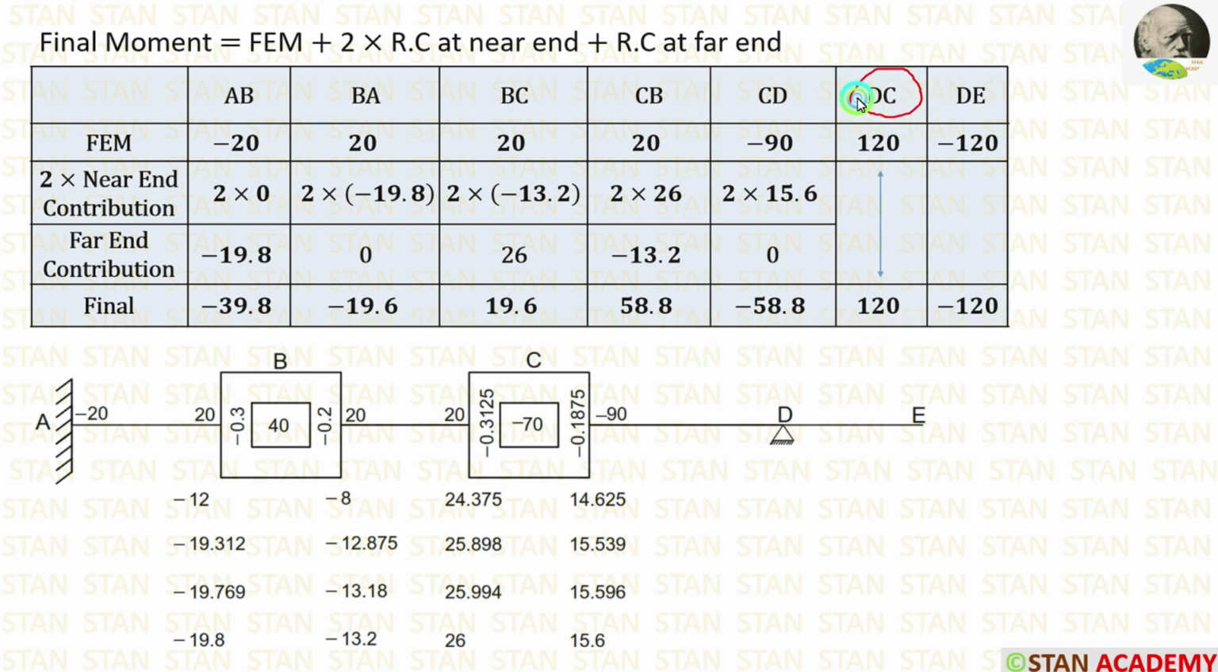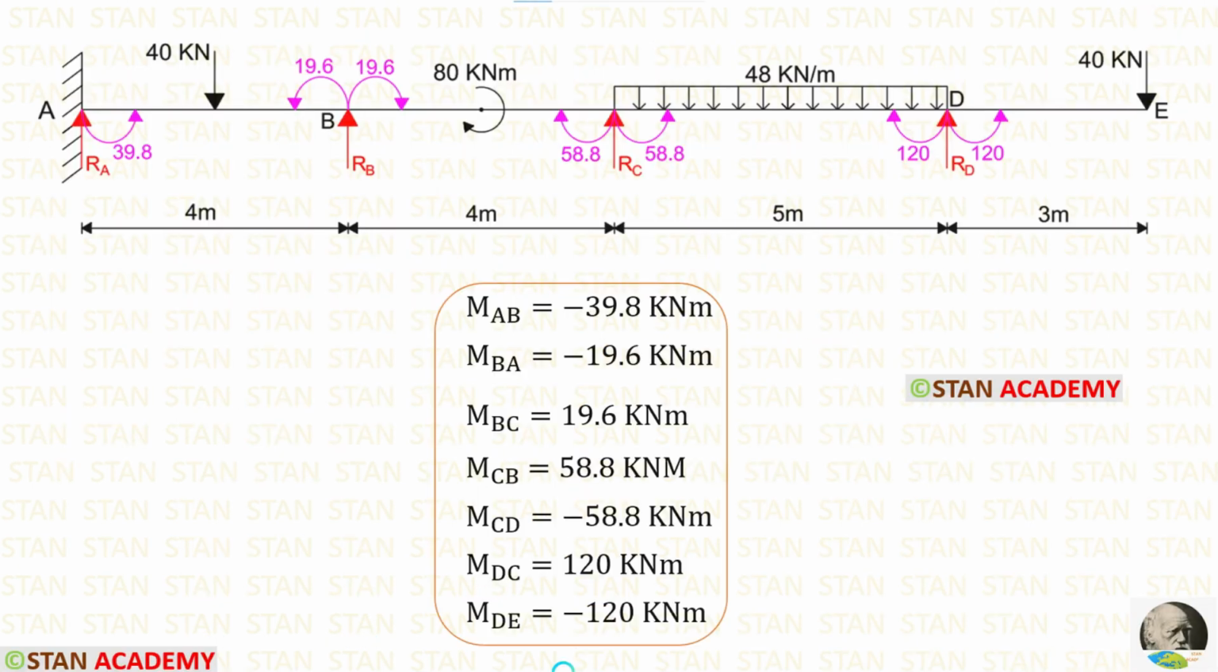For DC, we have to be very careful. We cannot add the near end contribution and the far end contribution because we have already released it and got the final moment. So in this problem, we have calculated all the moments. In this analysis, we have calculated all of the moments.